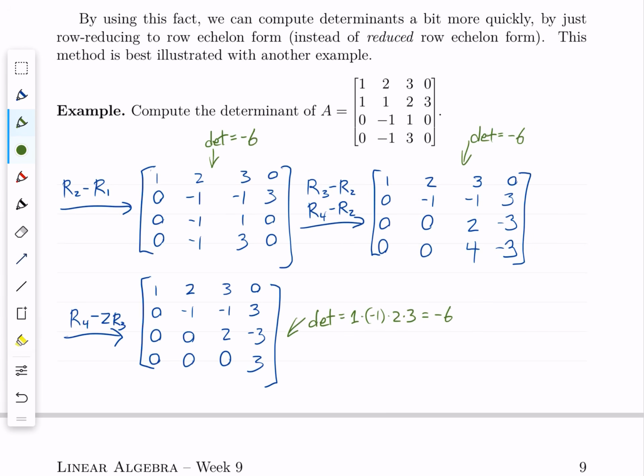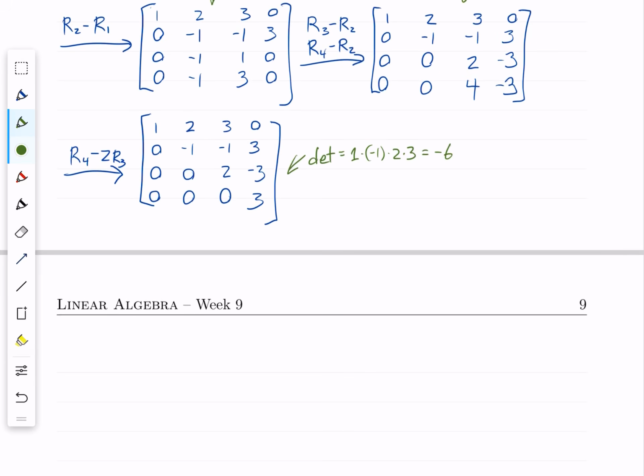And finally, go back one more step. How did I get from A to this matrix? Well, I did an addition row operation. And again, those are free. They don't change the determinant. So the determinant of this original matrix that I started off with, that must have also been -6. All right, so we're just done. Our conclusion is that the determinant of that matrix that we started with, it's -6.